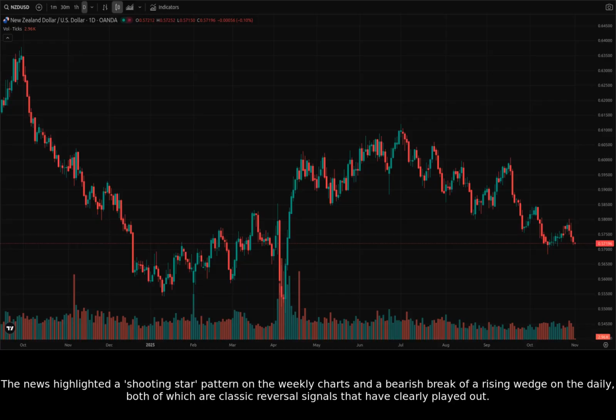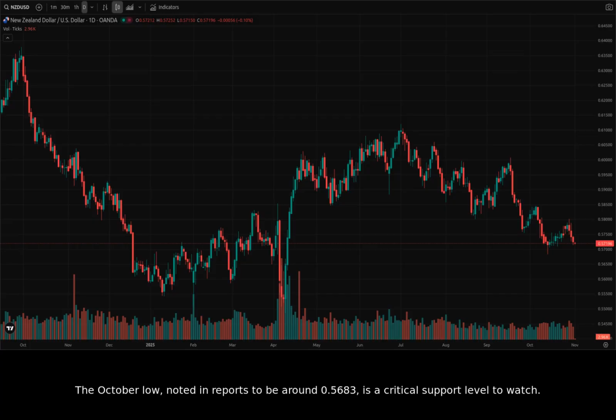The news highlighted a shooting star pattern on the weekly charts and a bearish break of a rising wedge on the daily, both of which are classic reversal signals that have clearly played out. The October low, noted in reports to be around 0.5683, is a critical support level to watch.